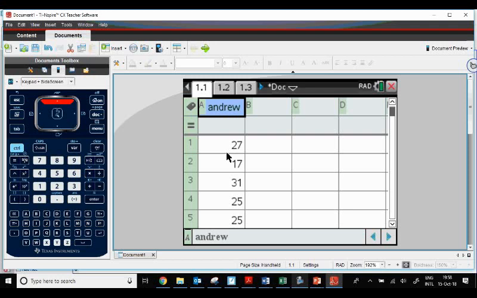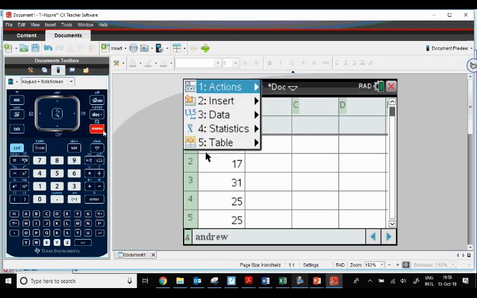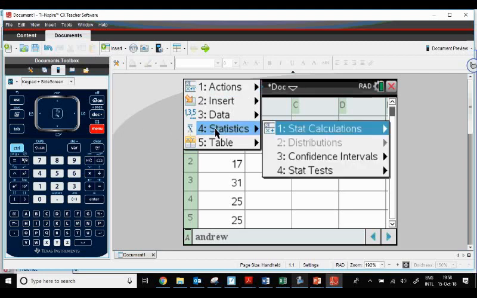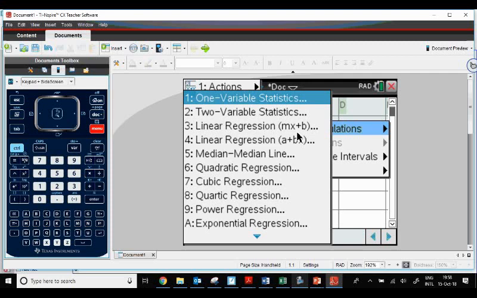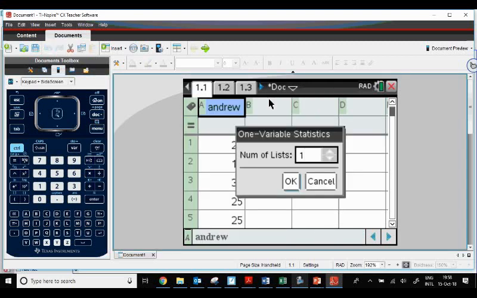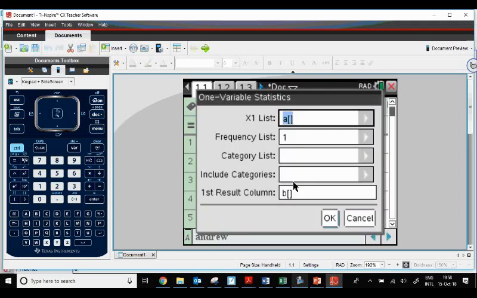Next, we're going to calculate a whole bunch of stuff. Here we go. We're going to press Menu, as always. I want to do some statistics, so we'll choose that one. I'm going to do a calculation, and I'm going to do one variable statistics. It asks me, how many lists are we going to use? Well, only one list, this Andrew list. Okay. X1 list, that's asking me which list we're doing the calculations on.